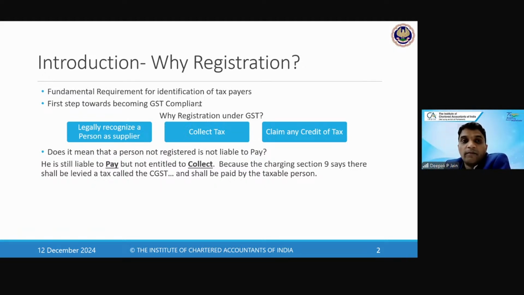But if you make higher sales, then once you cross that limit of 20 lakhs for services and 40 lakhs for goods in a year, you have to register. If you are providing services and your turnover is only 19 lakhs, then you don't have to take registration. In the second year, it became 21 lakhs. In that year, you have to take registration. And in year three, it again falls down. Then what will you do?